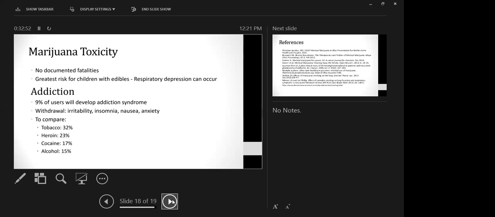9% of users will develop an addiction syndrome. Withdrawals can include irritability, insomnia, nausea, anxiety. And we put up some numbers to compare: tobacco, 32%, heroin, 23%, cocaine, 17%, and alcohol, 15%. So just as a comparison.